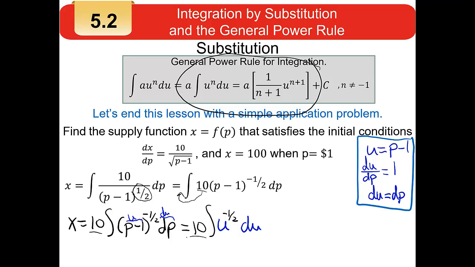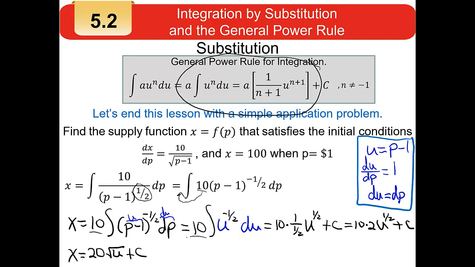As I said, when you integrate u to the minus 1/2 power, you're going to add 1 and make a positive 1/2, and then you're going to divide by 1/2. Dividing by 1/2 is the same as multiplying by its reciprocal. That's like multiplying by 2. 10 times 2 is 20. The 1/2 power is a square root. The only reason I even changed it back to a square root is that I know I'm going to be plugging numbers into it. And then you get the constant of integration.